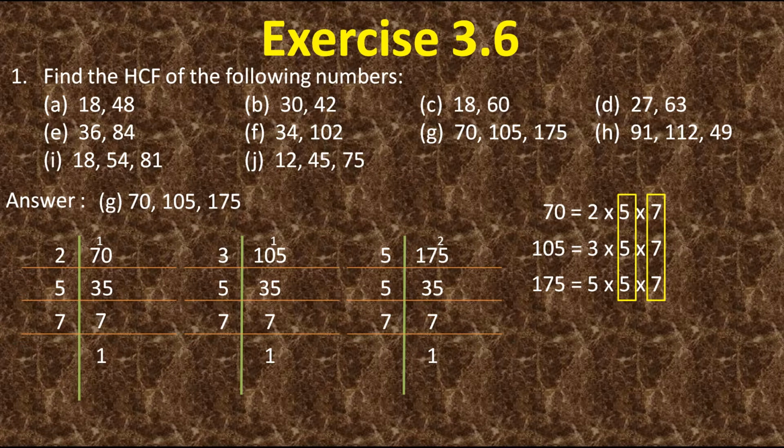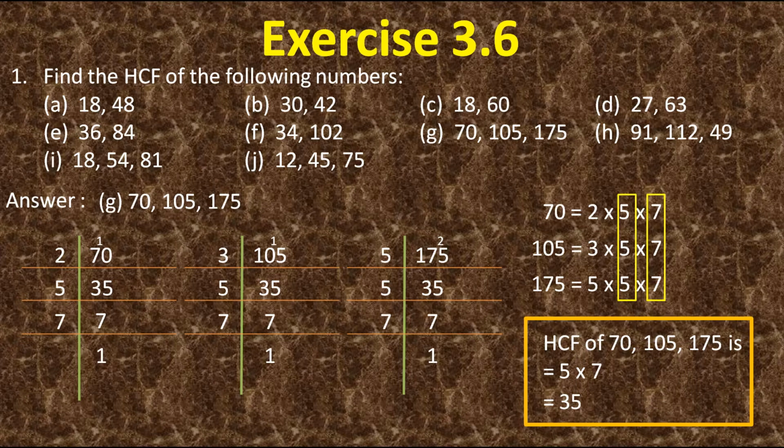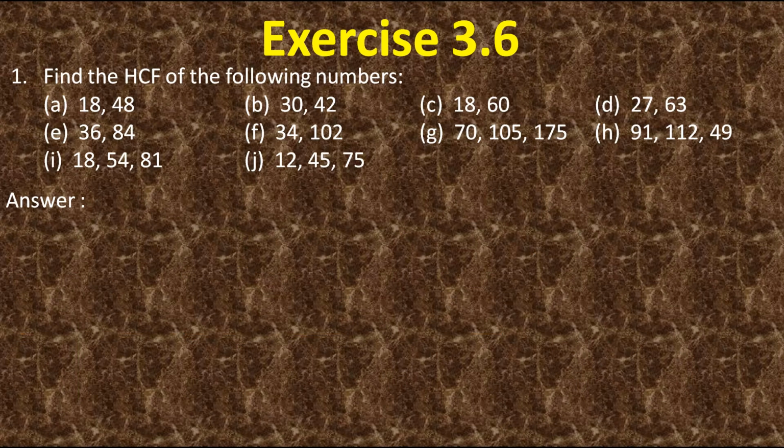Therefore, the HCF of 70, 105 and 175 is 5 into 7, which is equal to 35. Okay. Now let's move to the next one, that is 91, 112 and 49.